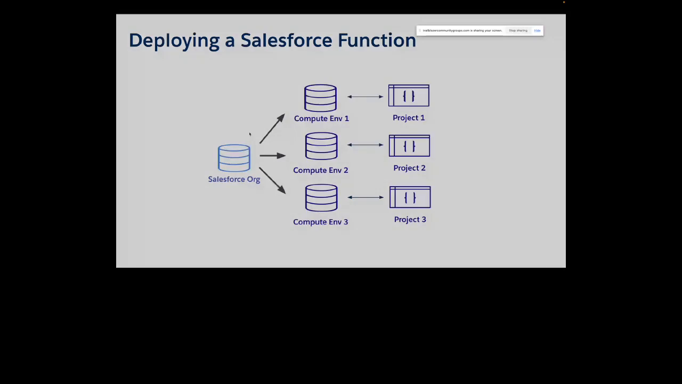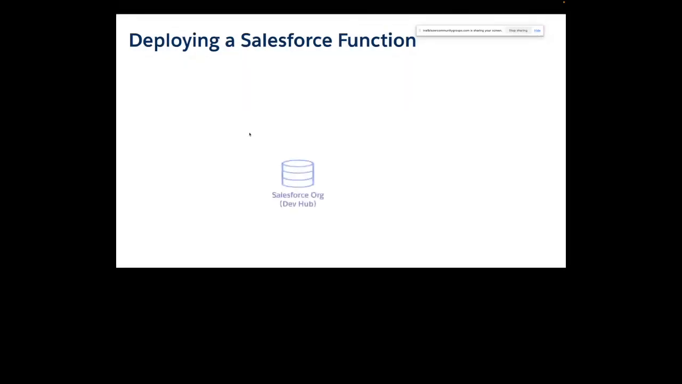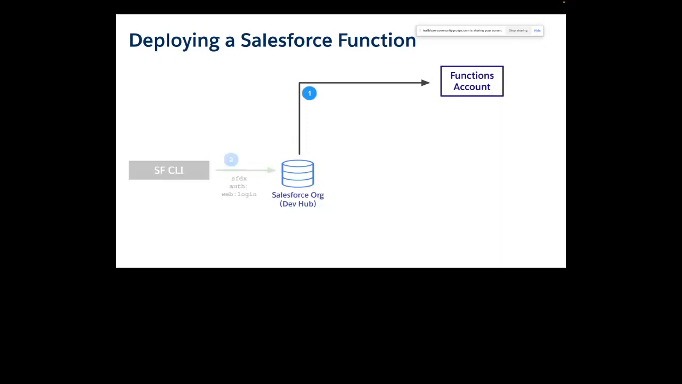Now, let's take the same example and look at how it works whenever you're dealing with Scratch orgs. So you have a Salesforce org, which is like your Dev Hub instance. And this Dev Hub instance, or your Salesforce Functions production org, whatever it is, the main org, is connected to a functions account. And this connection is inherently established whenever you activate functions in the org.